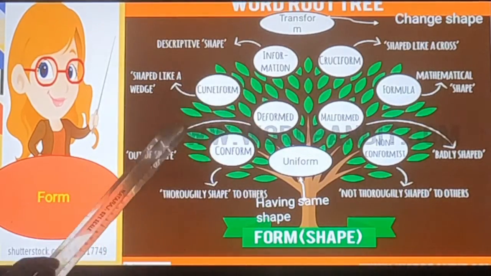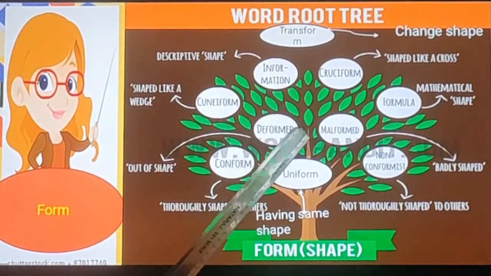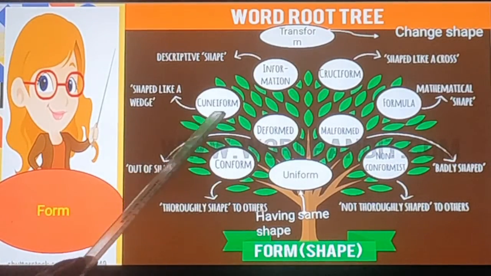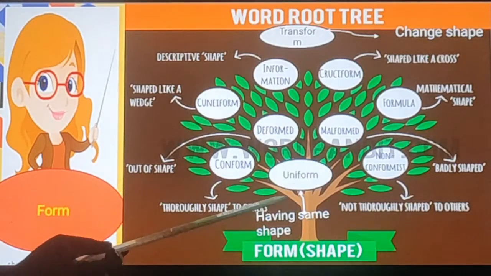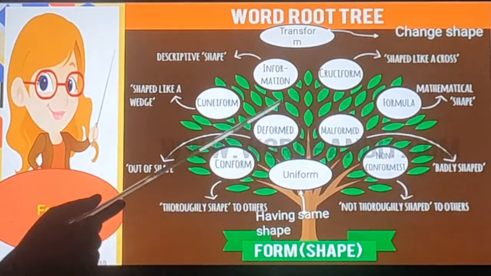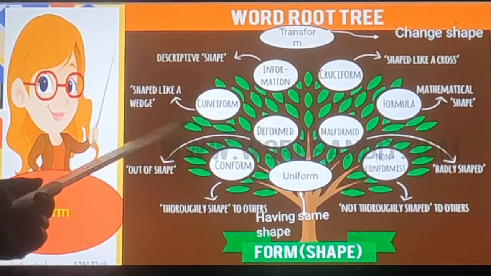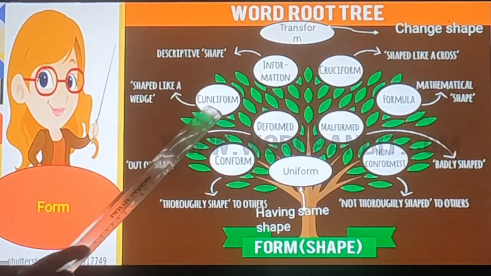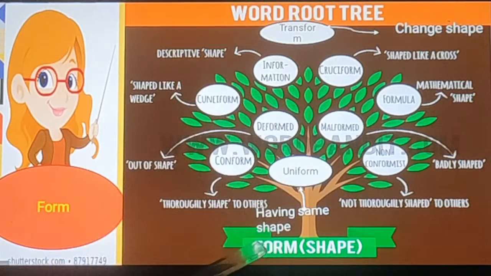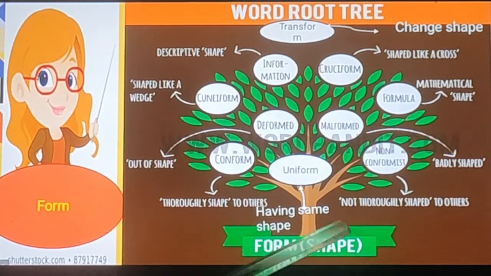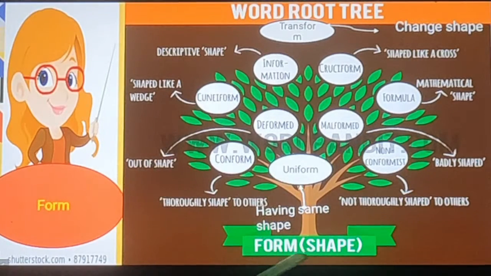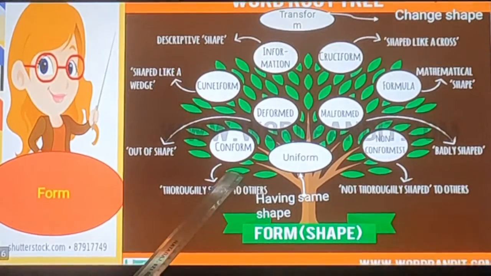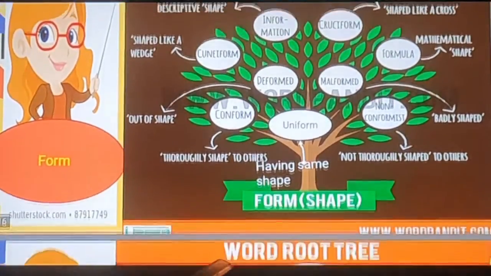Okay. Do you understand? These are also information, deformed, conform, uniform, malform, formula, non-conformist, cruciform, transform and cuneiform. These are also words with the root form. This form means shape. These are also related vocabulary of the root word form. Do you understand? Okay. Coming to the next one.